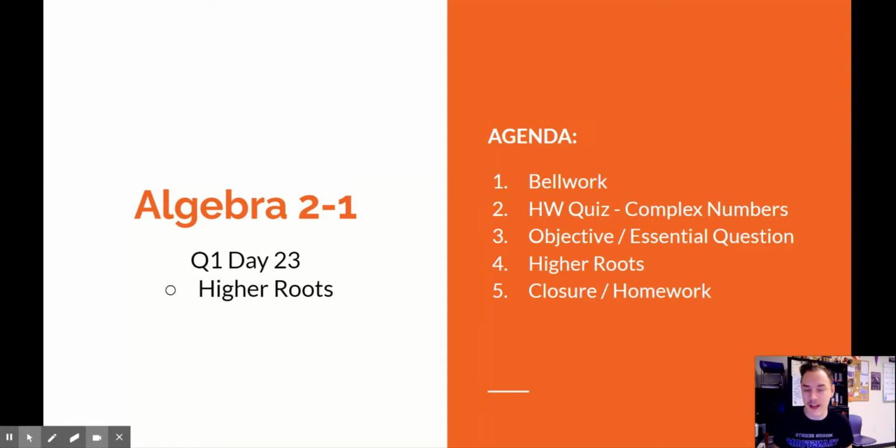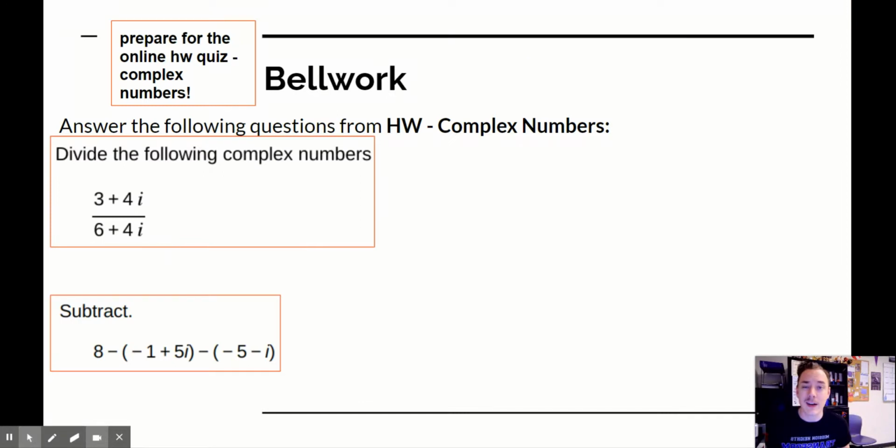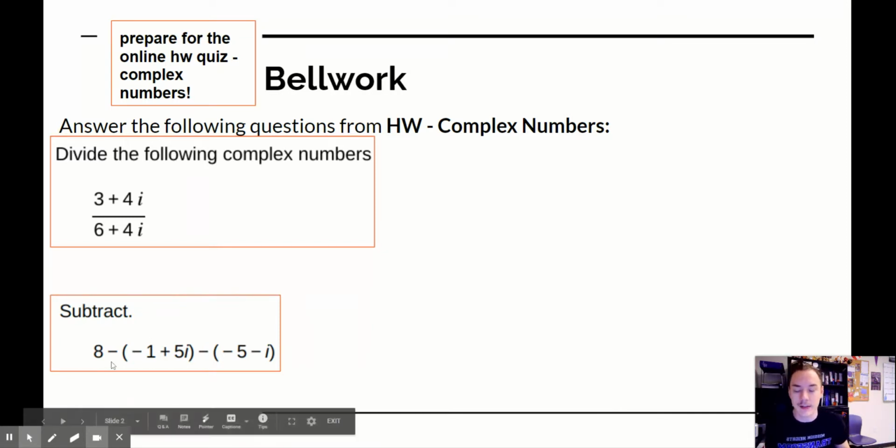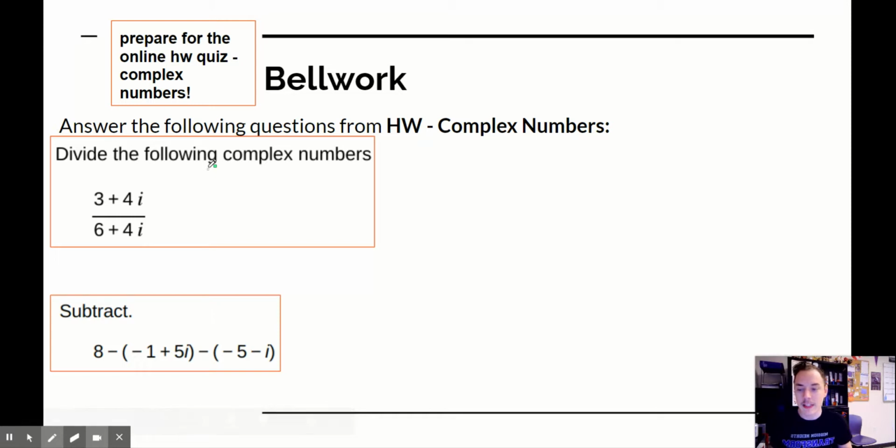But before we do that, bell work, homework quiz on complex numbers, and then we're going to get to the lesson. Hopefully it's about as short as the last video. So these are two of the bell work questions I want to get to, but I have another one on the next slide that's a little bit too big to put on this. So a total of three. Let's get to it. Right here, complex numbers.